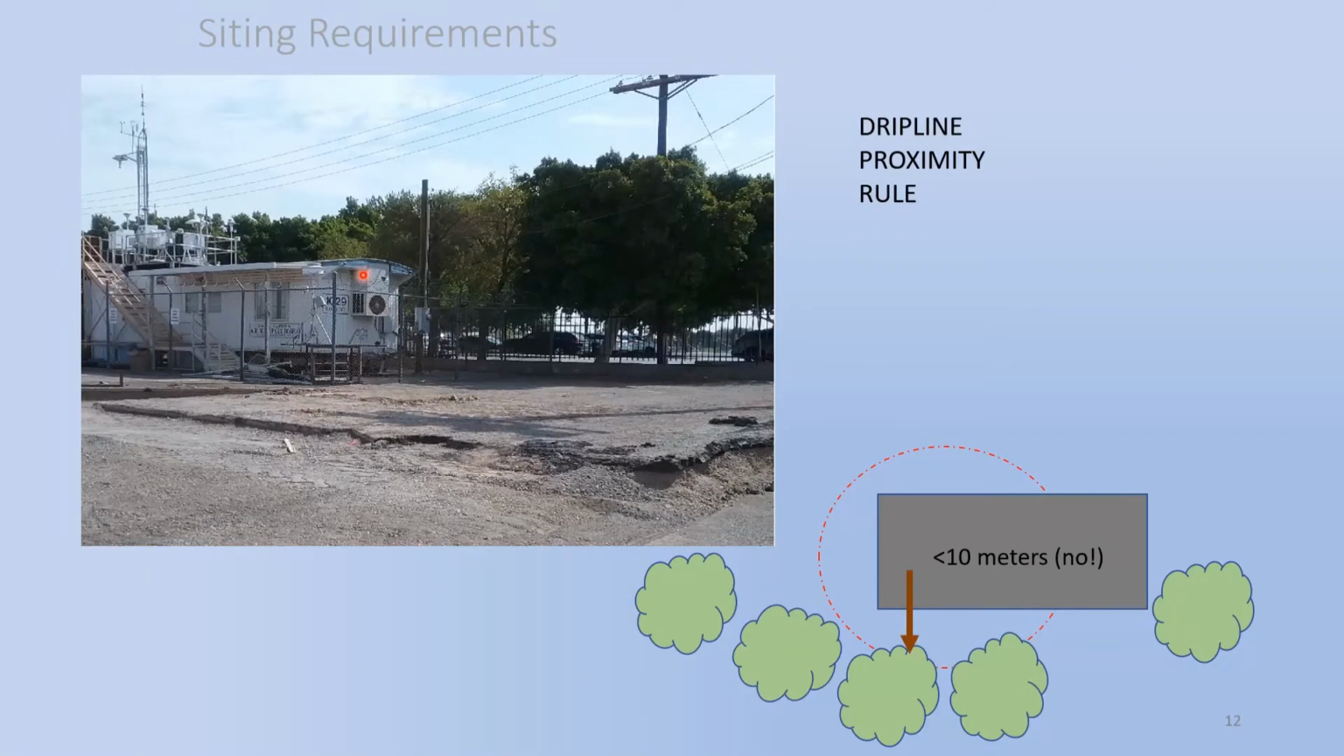This is a picture of the Calexico site, the previous one, and yes, the drip line was one of the drivers in seeking a relocation. When the site had started, there were no trees there.